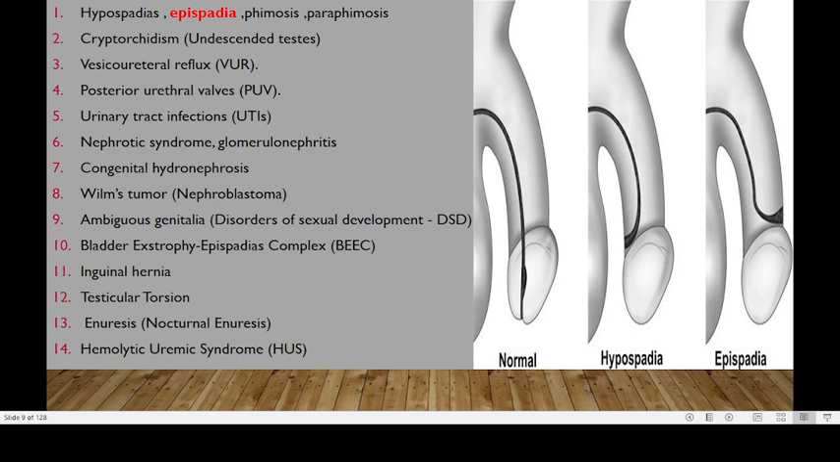Next, we look at another congenital abnormality, that is epispadias. And on our right, you can see the diagram and notice the difference between hypospadias and epispadias. First of all, look at the normal, where we have the opening at the tip, and then we have hypospadias, the underside or the ventral side. Then epispadias, the opening is on the back, right?